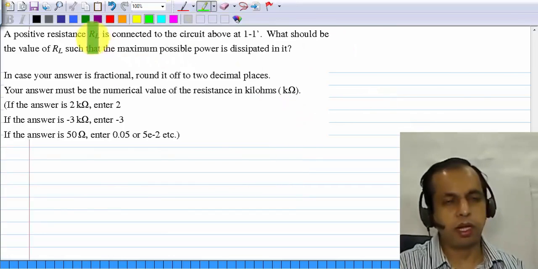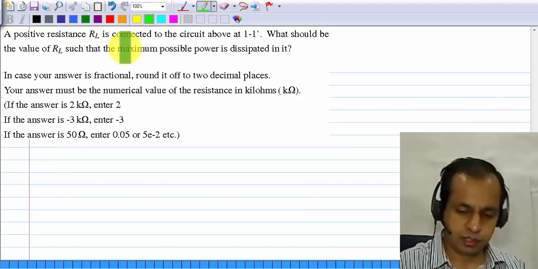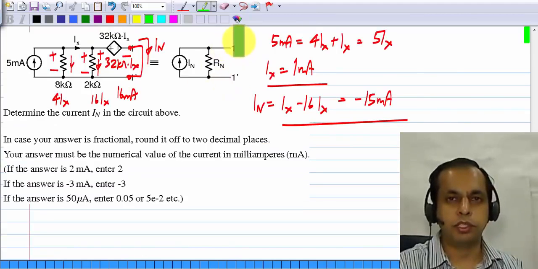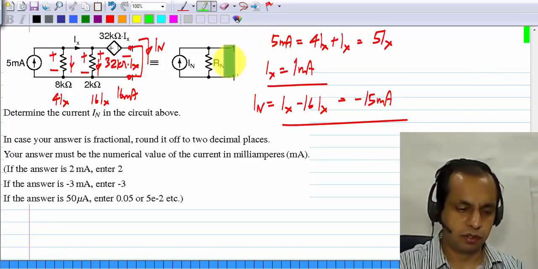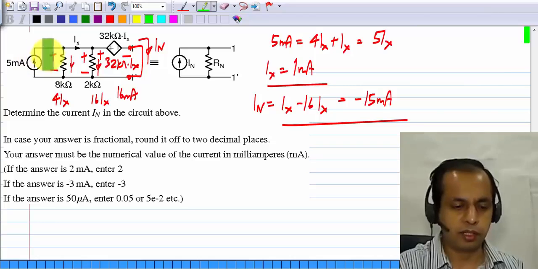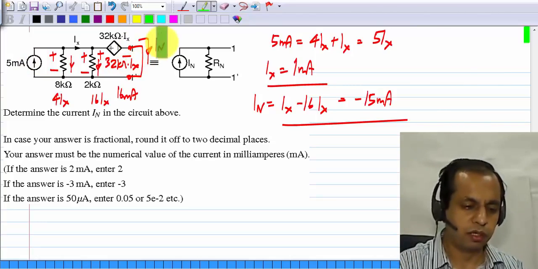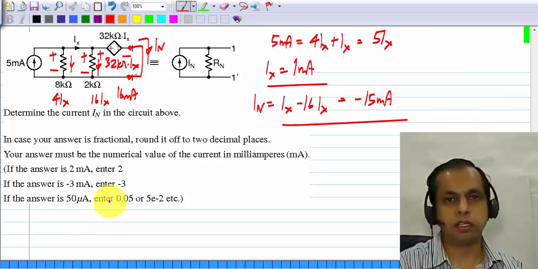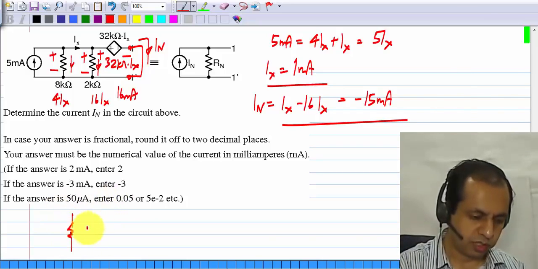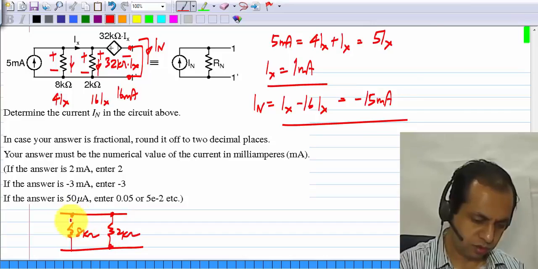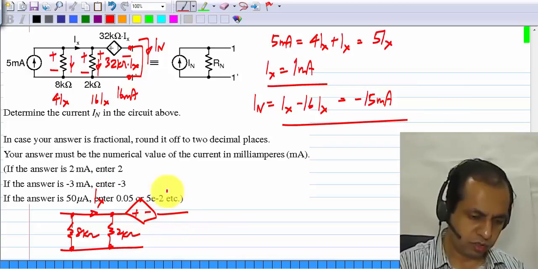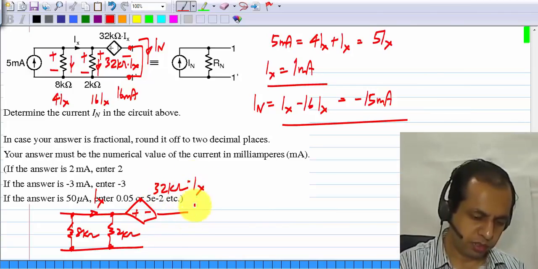And in the next question, again you are asked what is the value of the positive resistance, which when connected to these 2 points will dissipate the maximum power, and that is equal to the Norton resistance Rn. Okay, so you have to deactivate the independent source here and find the resistance between 1 and 1 prime. So deactivating the current source, it gives you an open circuit. Then we have 8 kilo ohms, 2 kilo ohms. This is Ix, and the voltage drop is 32 kilo ohms times Ix.